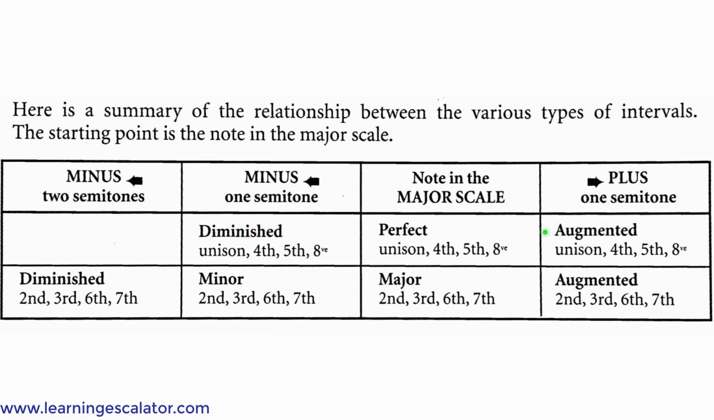If it's perfect, it becomes diminished. If it's major, it becomes minor. And when it's minor and you lower it by another 1/2 step, or lower it by 2 half steps from the major scale, it becomes diminished. And if it's already diminished from perfect, then you can't lower it again.